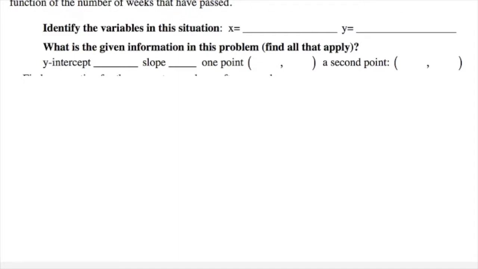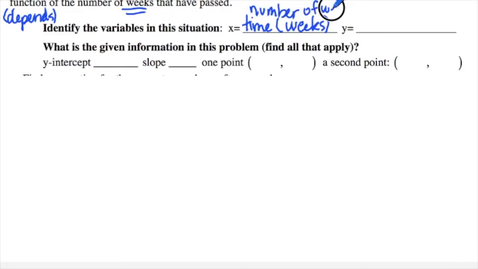When we say that something is a function of something else, it means that the amount that's in the account depends on the number of weeks that has passed. So we make our independent variable our x and our dependent variable our y. The part that's independent is the time that's passing, and the time is being measured in weeks. So you could call it number of weeks or time in weeks. Either one of those would work.